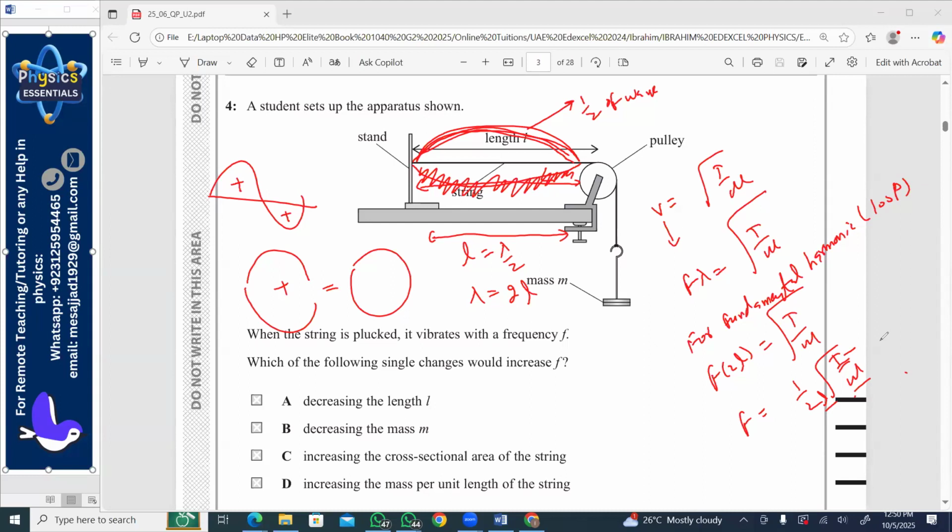For example, here they are saying how the frequency will change. So it means they are now trying to compare the effect of frequency with length, tension, and mu, which is mass per unit length, okay? So you can easily see that frequency is inversely proportional to length. So if you decrease it, your frequency is going to be increased. So right away, my option is going to be A, okay?